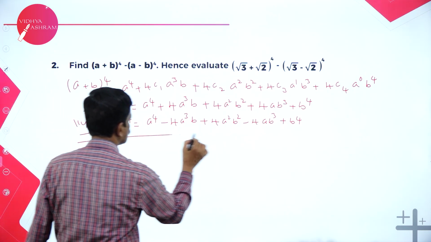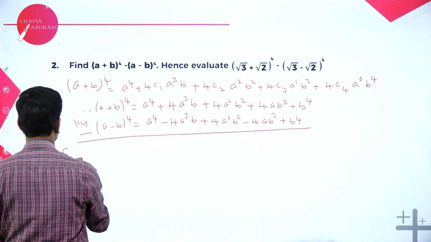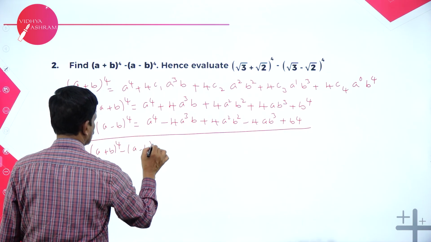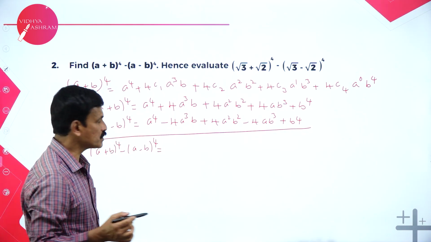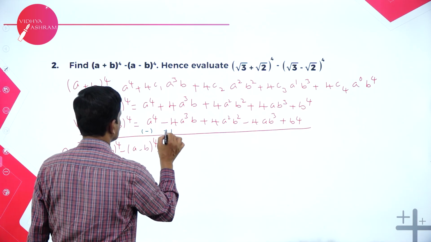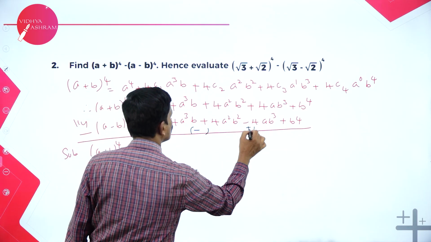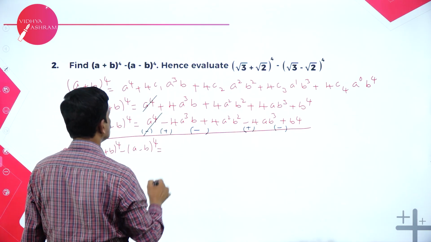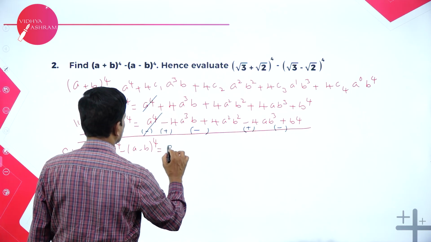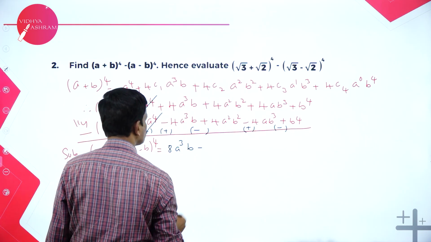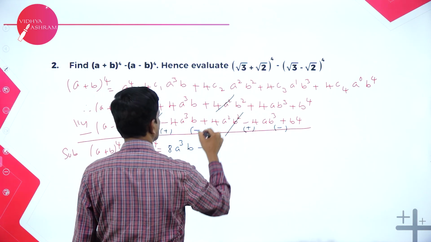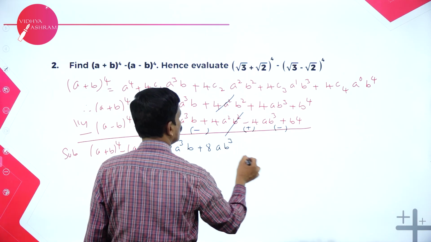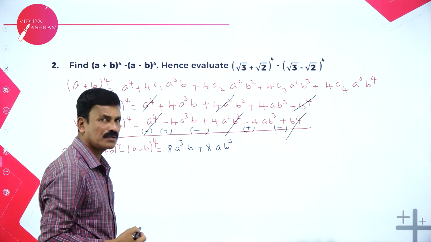Now just subtract these two. If you subtract, (a+b)^4 − (a−b)^4, what do you get? The signs become minus, plus, minus, plus. The a^4 terms cancel. Then 4 plus 4 is 8a^3 b. Again, the a^2 b^2 terms cancel. 4 plus 4 is 8ab^3. And b^4 minus b^4 cancels.